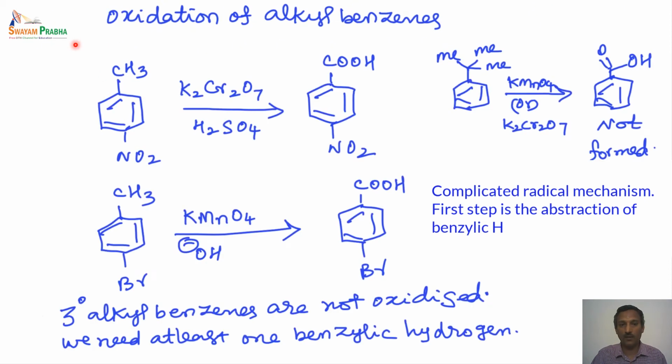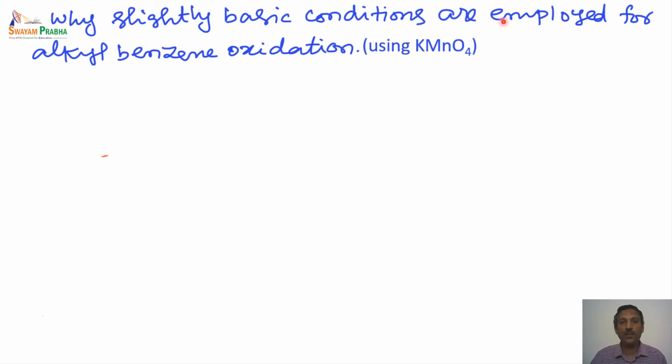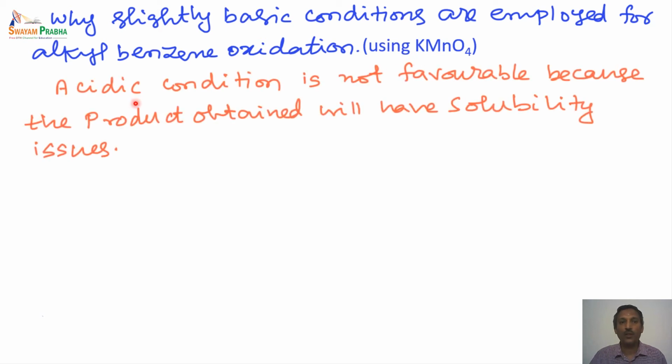Now, in the previous reaction, we saw KMnO4 uses basic conditions. So why are slightly basic conditions employed for the alkyl benzene oxidation using KMnO4? Is there any reason for it? We already know even acidic condition is not favorable because the product obtained will have solubility issues. If we are using acidic conditions and our end product is a carboxylic acid, then we have a solubility issue in the reaction medium. So due to which acidic KMnO4 is not generally employed.